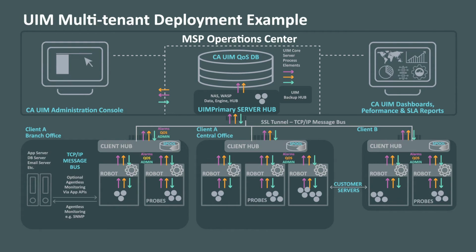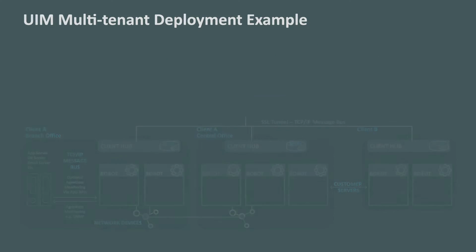UIM supports agentless monitoring when installing a robot and probes on a customer server is not possible. Looking in the lower left corner on this slide, here probes are installed near servers and devices to be monitored, and communicate with them via their native protocols, such as WMI, SNMP, and others. These agentless probes perform a similar function of checking thresholds and forwarding alarm and performance data upwards to the robots.